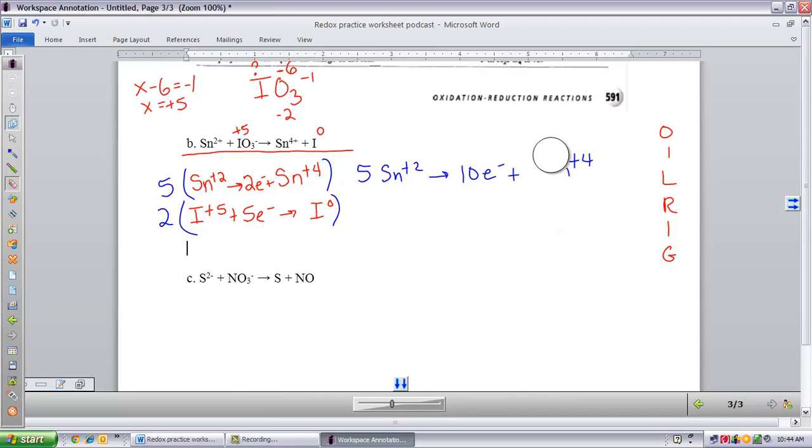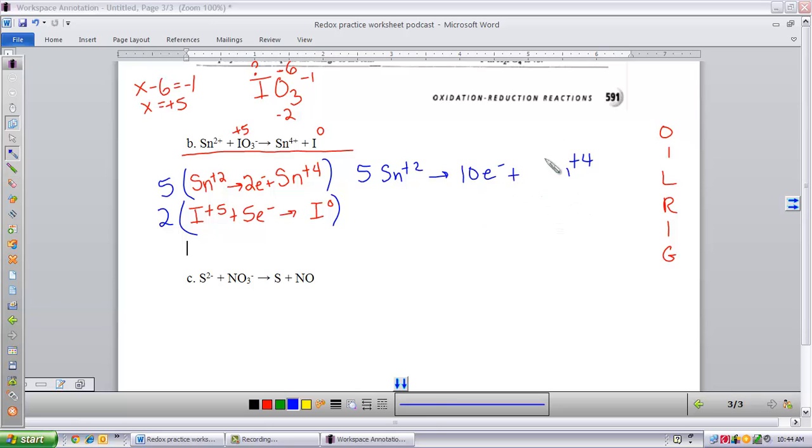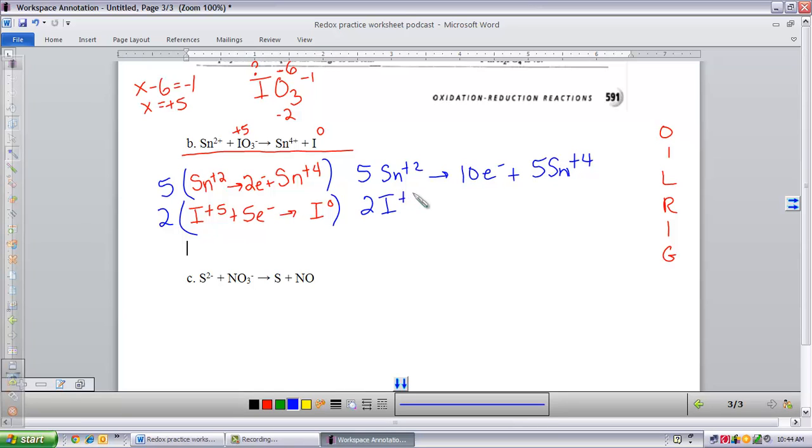Okay, clean that up. So basically what we're trying to do is balance out the reactions. We'll multiply this. We have 2 iodine plus 5 S plus 10 electrons because I'm distributing, and then we get 2 iodines. Now we want to add all this up and get the total reaction with the electrons.